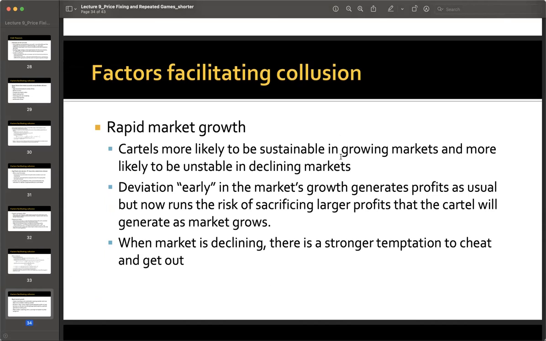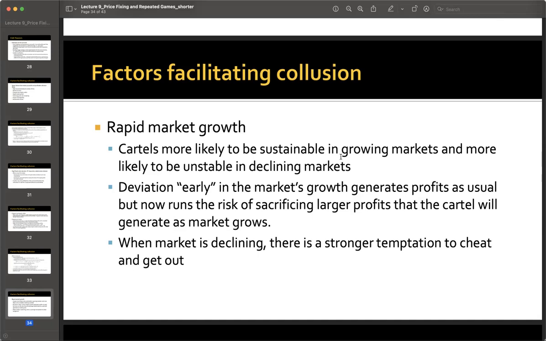Rapid market growth is another factor here. Cartels are more likely to be sustainable in growing markets and more likely to be unstable in declining markets. Deviation early in the market's growth generates profits as usual, but now runs the risk of sacrificing larger profits that the cartel will generate as the market grows. When the market is declining, there's a stronger temptation to cheat and get out.